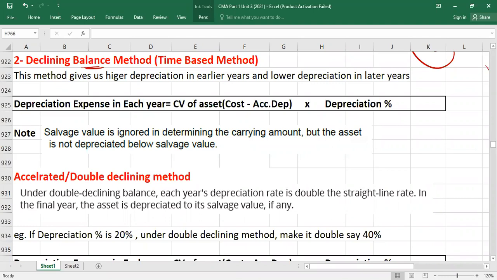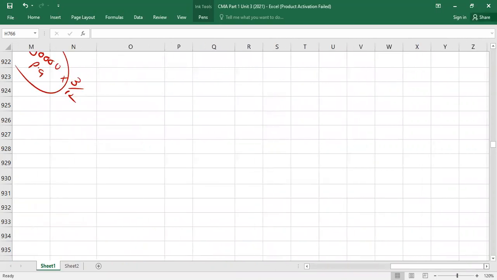In all other methods, we are using what? Depreciable base. What is depreciable base? Cost minus accumulated depreciation minus residual value. But what is the carrying value? Cost minus accumulated depreciation. In this method, we are going to use carrying value instead of depreciable base. And what is the format you will follow every year? For example, at the end of first year, or second year, third year, whatever, you will apply this formula.